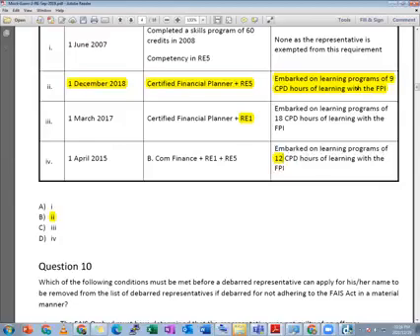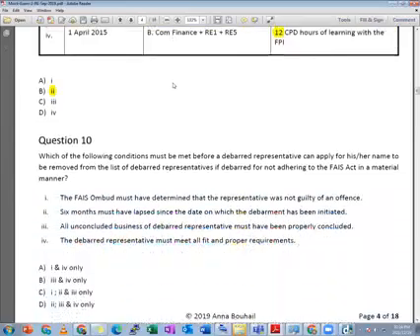So the correct person who is in the right place is this one, who has completed all the CPD hours required, as well as all the qualifications required compared to his date of first appointment. That's how you tackle this question, okay?